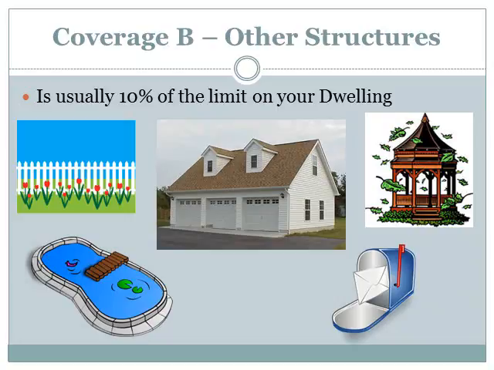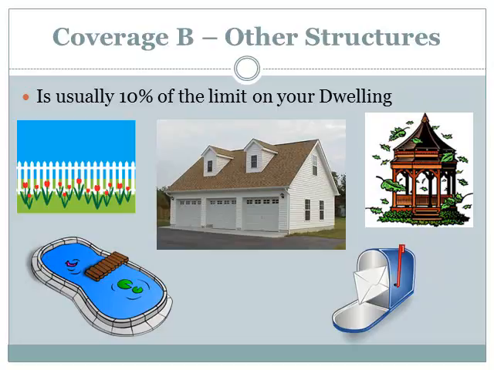a gazebo, a mailbox. And keep in mind, all of these are other structures, and it's entirely possible that an insured could have more than 10%. And there are ways we can increase that, so just ask your agent. If you've got a lot of other structures, you may need more than the 10%.